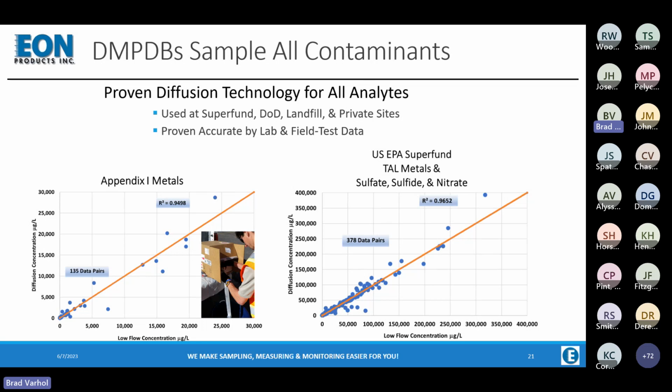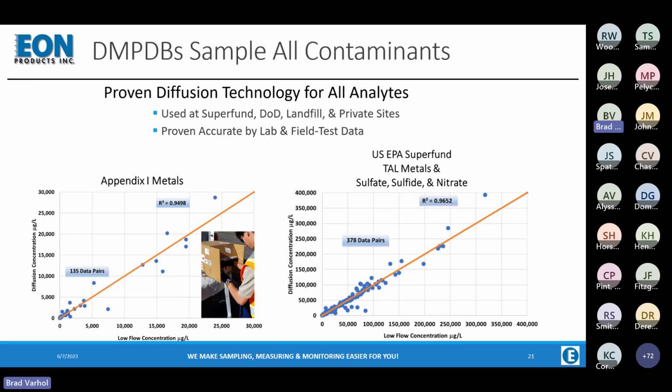Typically anything in the high 80s or low 90s is considered generally acceptable, and we have a very high score here of greater than 0.94. In the diagram on the right, some data collected at a couple of US EPA Superfund sites for target analyte metals, and also the inorganics. In this case, a little bit larger study, 378 data pairs with an R-squared of 0.96.